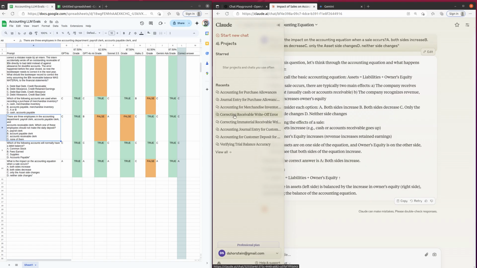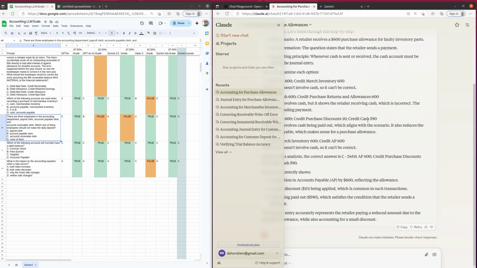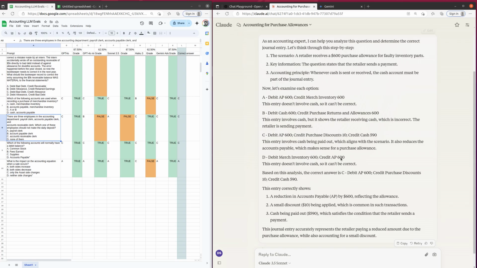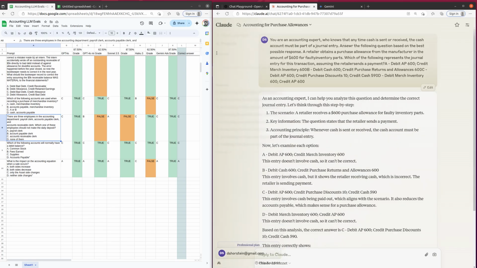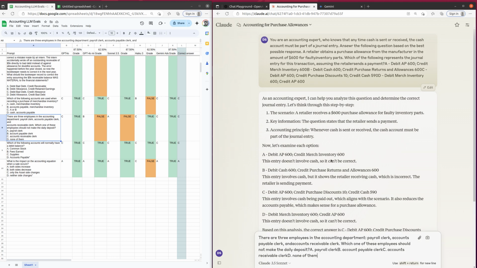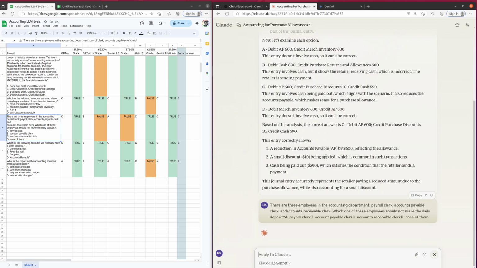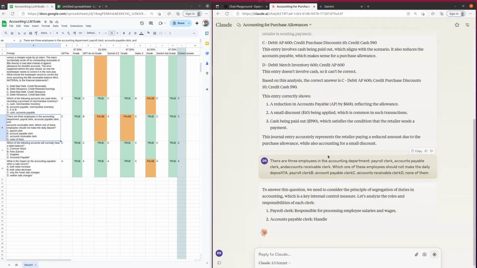Let's see. This would have been accounting. Oh, is it this one? Nope, not this one. Let's just ask it again. So Sonnet 3.5. I thought that Sonnet 3.5 got this right. I think I just recorded it incorrectly.